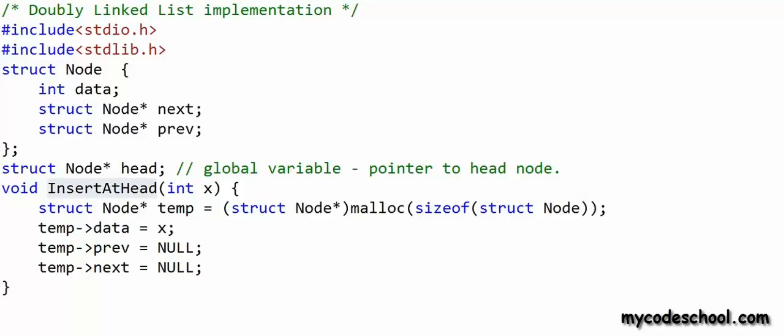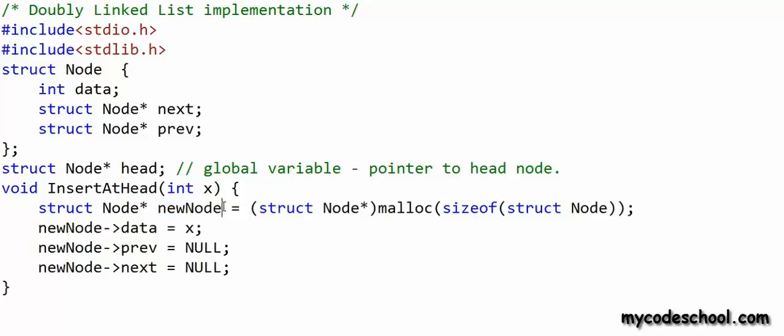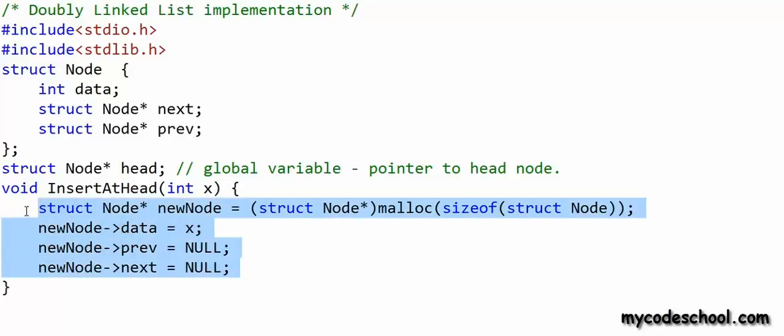Okay, so in my function insert at head, I have created a node in the heap section of memory, and I'm referencing that node using this pointer variable named temp. Temp is not a very meaningful name. Let's use a name like new node or new node pointer. I would like to separate out this logic of node creation, these lines for node creation, into a separate function.